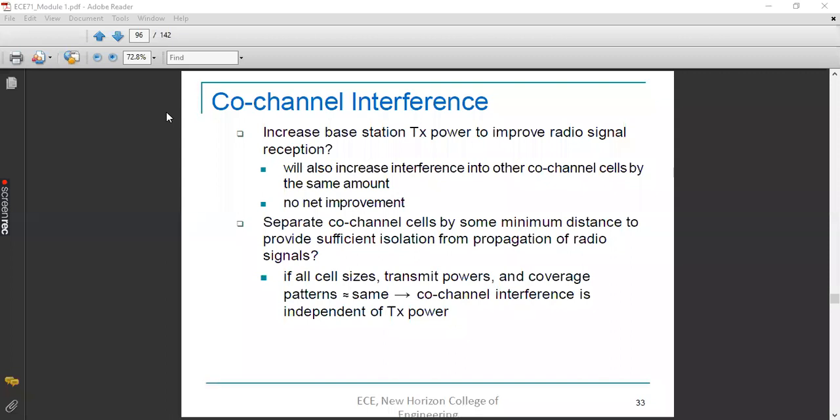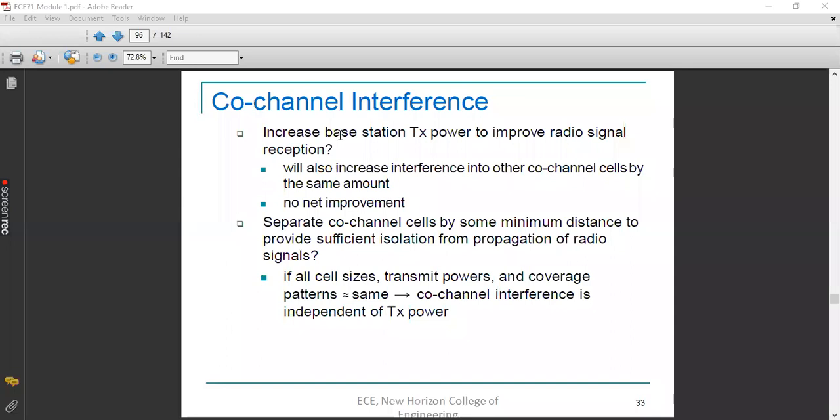So normally to increase the coverage area, what should we do? To increase the coverage area, either we have to use a high power transmitting antenna that is mounted on a very large tower. But at a certain point, that is not a practical solution for increasing the coverage area, isn't it? So we need to adopt some other strategies.